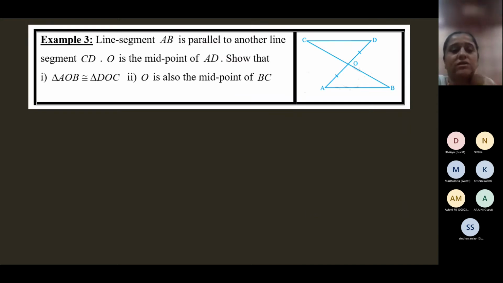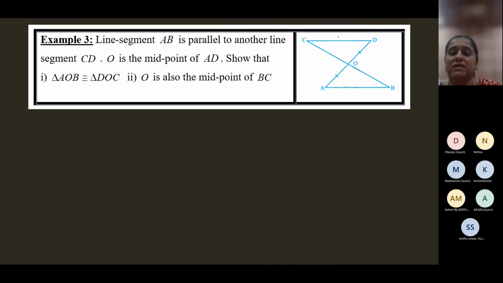Yeah. So see this. Line segment AB is parallel to another line segment CD. O is the midpoint of AD. O is not given as the midpoint of BC. We should not assume that O is also the midpoint of BC. So O is the midpoint of AD means AO is equal to DO.